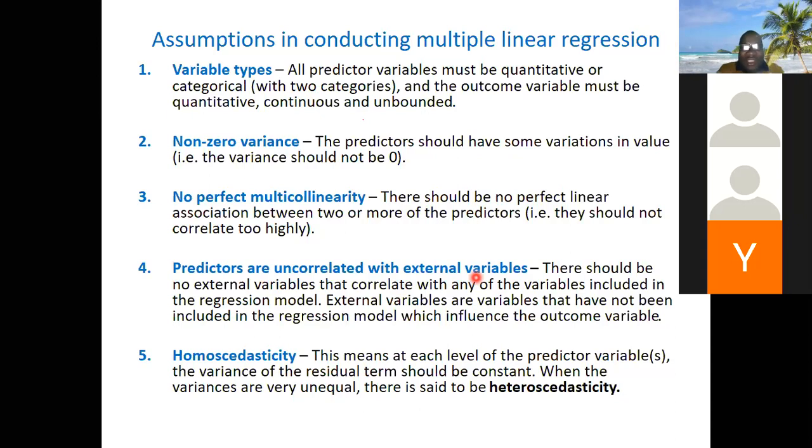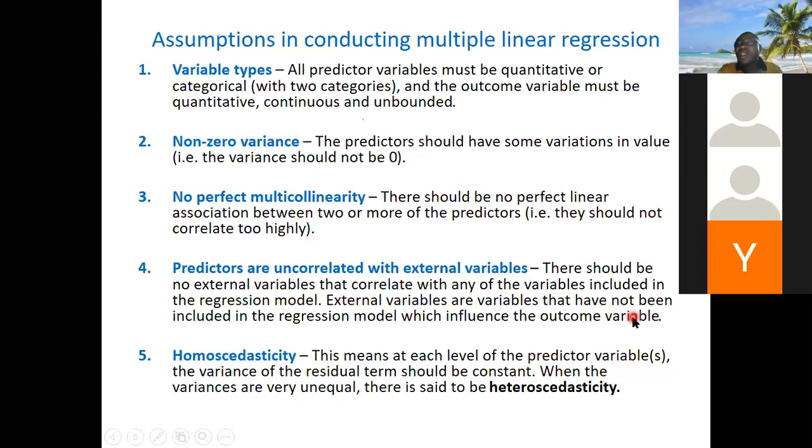Then this external variable, when you do your literature review very well, it will help you to know many factors. So that is the essence of this type of analysis, to remove confounders. So that you will not say a particular variable is a factor, whereas it's another variable that is confounding, and that variable is not even included in your study. But this one is difficult to detect anyway.